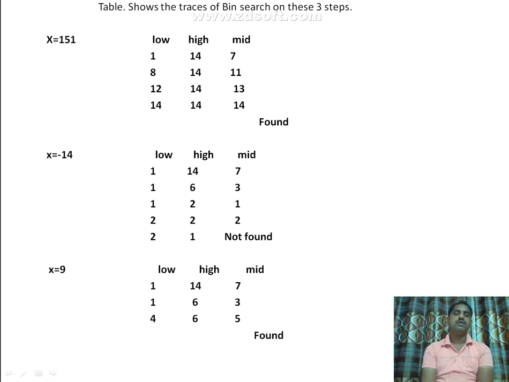So likewise we have to trace the binary search for the different types of steps. This is a table that shows the trace of BinarySearch on these three values: x equal to 151, x equal to minus 14, x equal to 9.